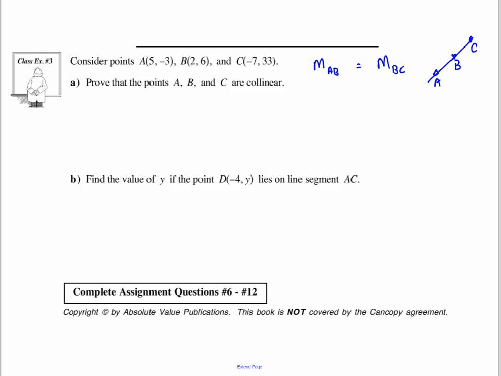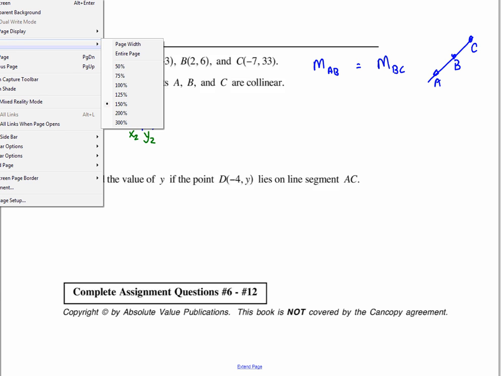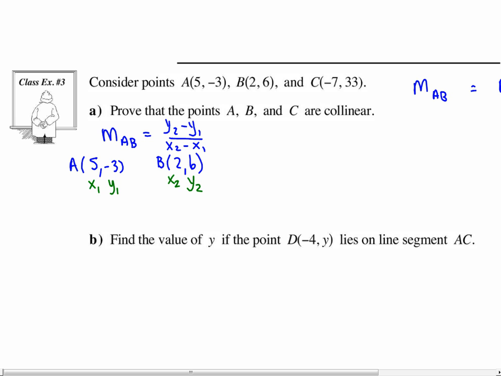So here we go. Let's start with finding the slope of AB. What are my points? A was 5 and -3, and B is 2 and 6. I'm going to label A as my x1, y1, and B as x2, y2. And so we're going to plug it into the formula y2 minus y1 over x2 minus x1. I'll zoom in. I'll show you how to do this all in your calculator in a second.